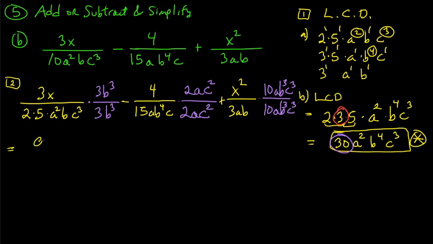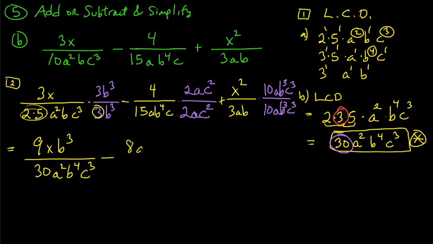We have 3 times 3 is 9 times x times b cubed. And then the denominator should be the least common denominator, right? So 2 times 5 is 10. 10 times 3 is 30. So we have 30 a squared b to the 4th times c to the 3. Minus, right, because that's a minus here. 4 times 2 is 8. And then times a times c squared. The denominator will be, well, it better be the same thing. 30a squared b to the 4th c cubed.